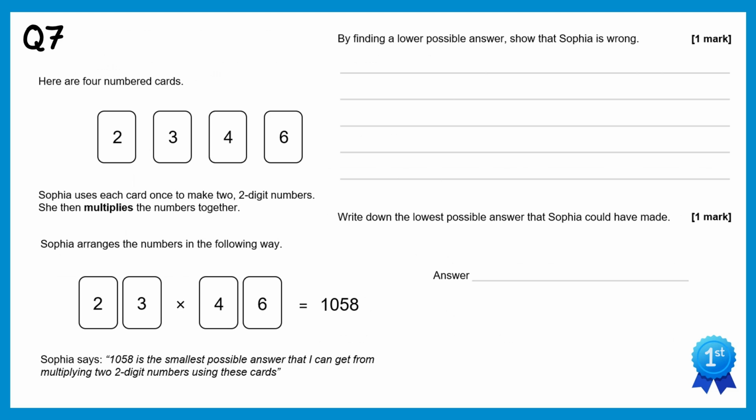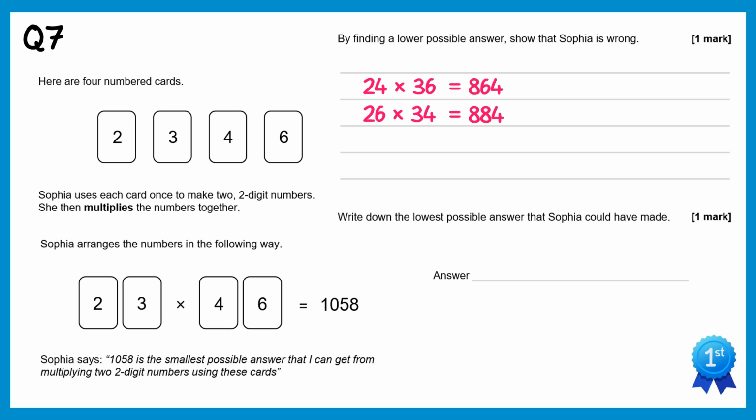In this question there are 2 possibilities that you could go for, either one of them would be okay. So if you did 24 times 36, you get 864, and that's clearly lower than 1058. Or you could also do 26 times 34, which is 884. Again, either of those would be fine.